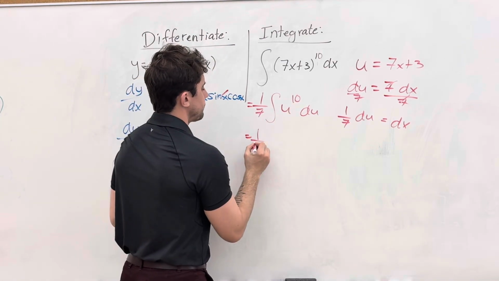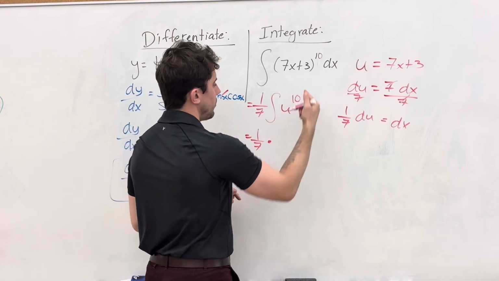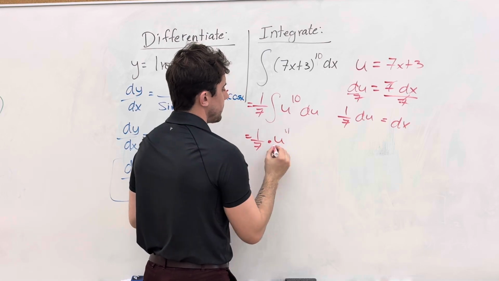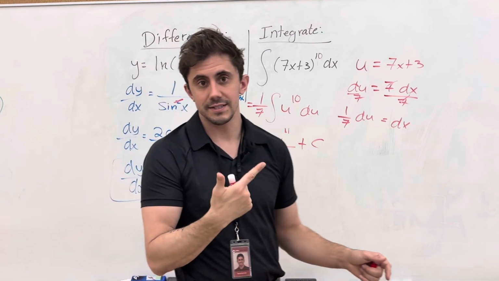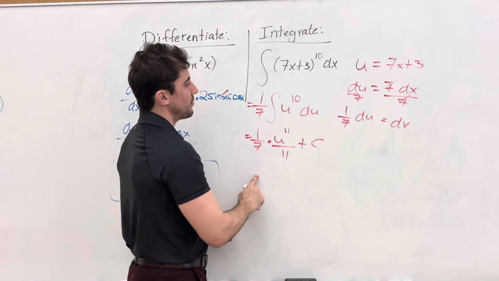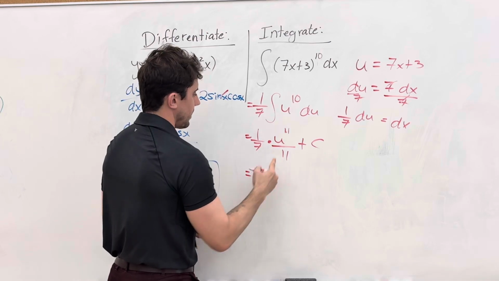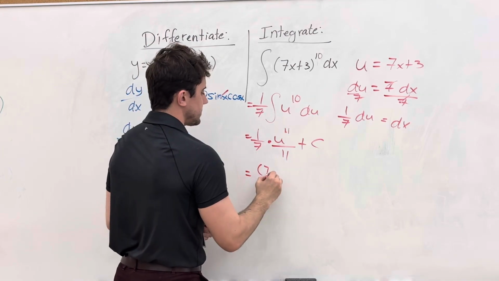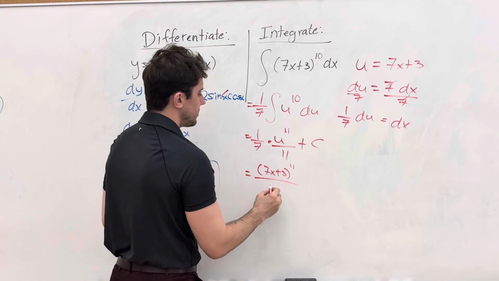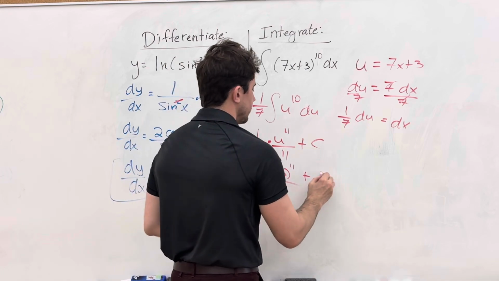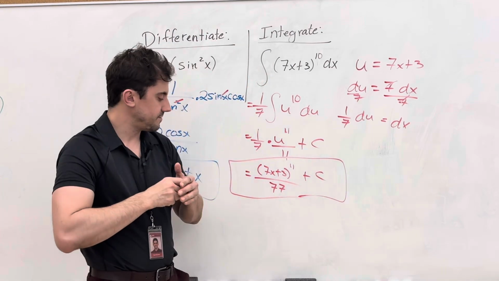And so that'll be 1/7 times the integral of u to the 10, which is raise the exponent by 1, so u to the 11, and then divide by that new exponent, so over 11. And don't forget your constant of integration, plus c. That's a good habit to build. And now we can de-substitute back into our original variable x. We can multiply the denominators, and so we'll have u to the 11, meaning 7x plus 3 to the 11, all over 7 times 11, which is 77. And again, not being forgetful about our constant of integration, plus c, and we're done.